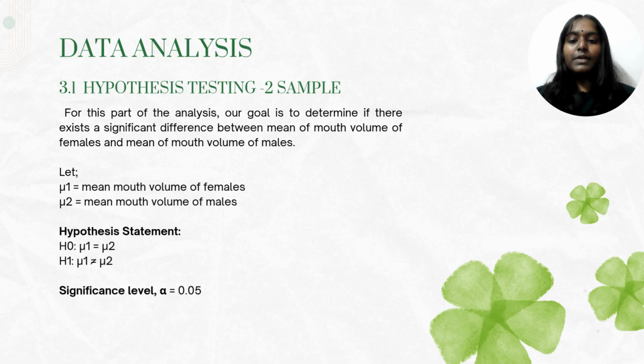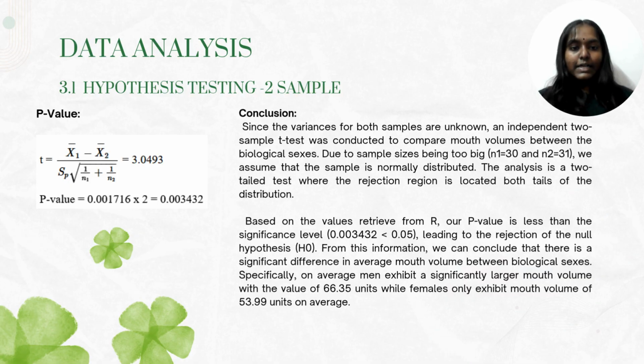So the hypothesis statement here is for the null hypothesis, we decide to put mean 1 equal to mean 2 and the alternative hypothesis is mean 1 is not equal to mean 2 with the significance level at 0.05. For the calculation part, the t value we have calculated is 3.0493 by using the formula and the p value we got is 0.003432.